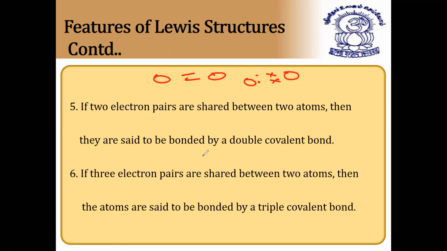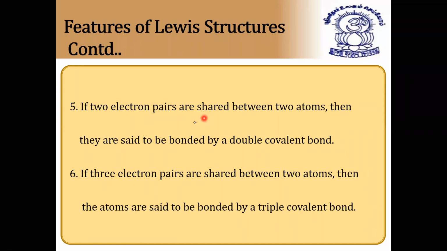If three electron pairs are shared, like nitrogen, it is a triple covalent bond. As they are sharing three electrons between each other, so 1, 2, 3 for this nitrogen and 1, 2, 3 for this nitrogen. They are sharing a total of 6 electrons, so we say triple covalent bond. 4 electrons, double covalent bond. 2 electrons, single covalent bond. So no 1 electron sharing. I hope it is clear. Next, we'll continue with these covalent compounds.